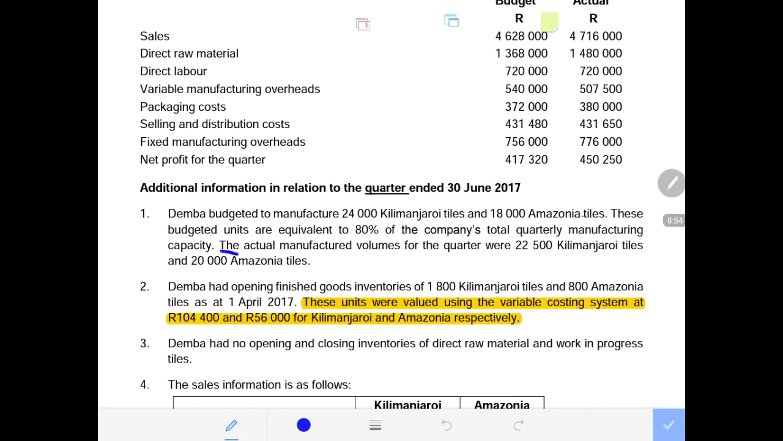Then it says the actual manufacturing volumes for the quarter were 22,500 Kilimanjaro tiles and 20,000 Amazonia. So now this is the actual production. Remember, everything that is actual must go to the actual income statement according to the absorption method, which is our requirement. So now we are looking for what is actual and also looking for what is budgeted. So be mindful of those actual and budgeted, because we are to calculate budgeted break-even point and also calculate the actual income statement using the absorption costing system.